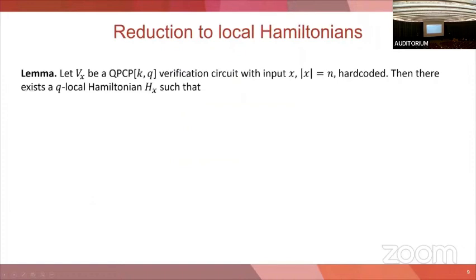And then what we show actually, so you give a lemma that if you consider Vx to be the circuit that has this input X hard-coded into it, then this basically induces a Q-local Hamiltonian. And so actually the probability that a circuit accepts a certain proof is equal to 1 minus the energy of the same proof or the state with respect to the Hamiltonian Hx.